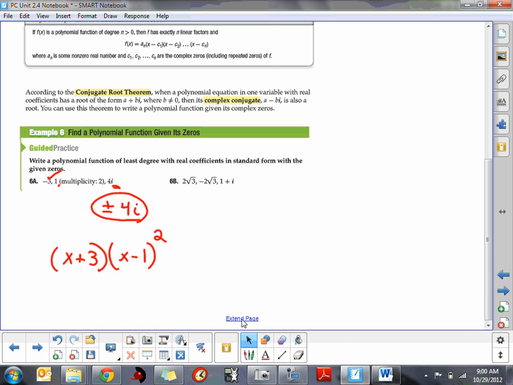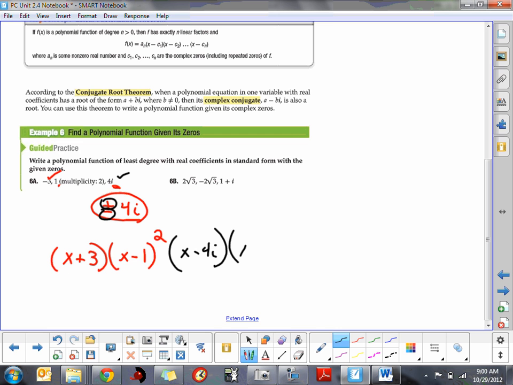The next part of this is working with these complex roots, which means we want to take the opposite of our root. If it was a positive 4i, then it would be x minus 4i. If it's a negative 4i, then it's x plus 4i. So really what we've generated is a polynomial that has 1, 2, 3, 4, 5 factors. This is going to be at least a fifth degree polynomial.